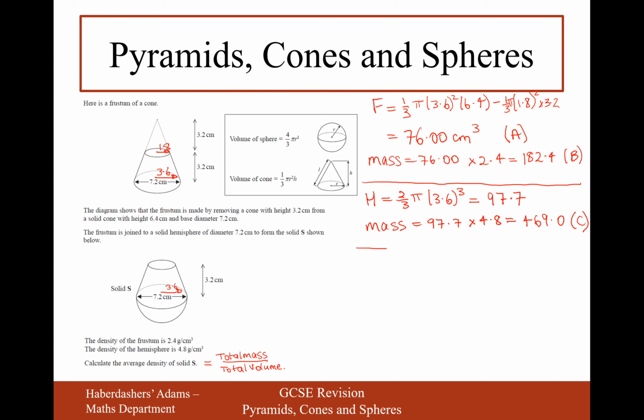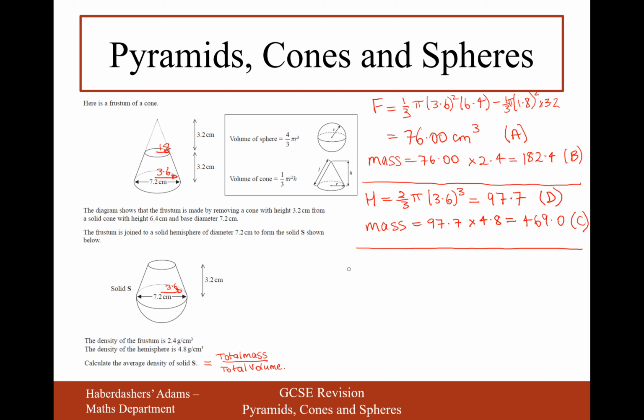Right, so now that we have the total mass, we now need to divide it by the total volume. I think this value here might have been an important value, so I'm going to call that D now. I'm just going to use my calculator to scroll back up to where I had that. So store as D.